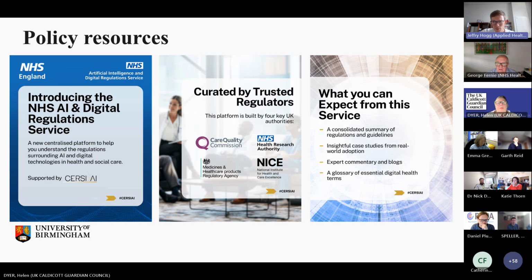So before we move on to the vignettes, I just want to point to a really useful policy resource in this space. I'm part of the Centre of Excellence for Regulatory Science and Innovation in AI, and we're lucky to act as a secretariat for a partnership of the CQC, NICE, the HRA, and the MHRA, called ADAS, or the Artificial Intelligence Digital Regulation Service. And they've got a great website, which is a very accessible and authoritative source of truth for policy around AI innovation across the life cycle.